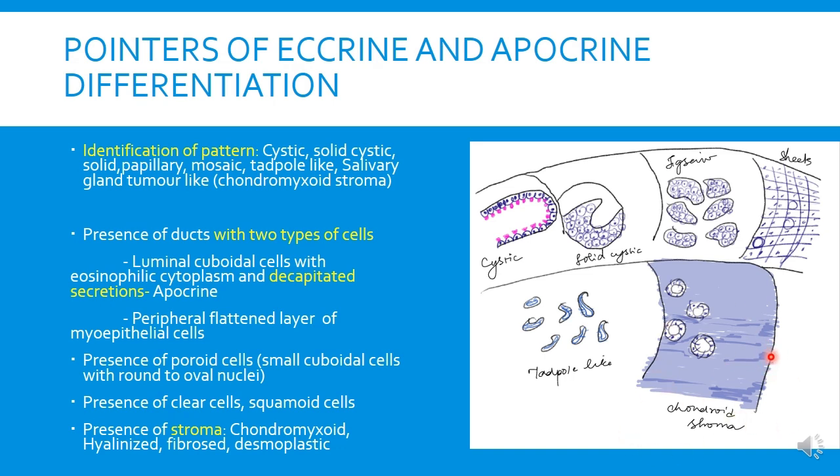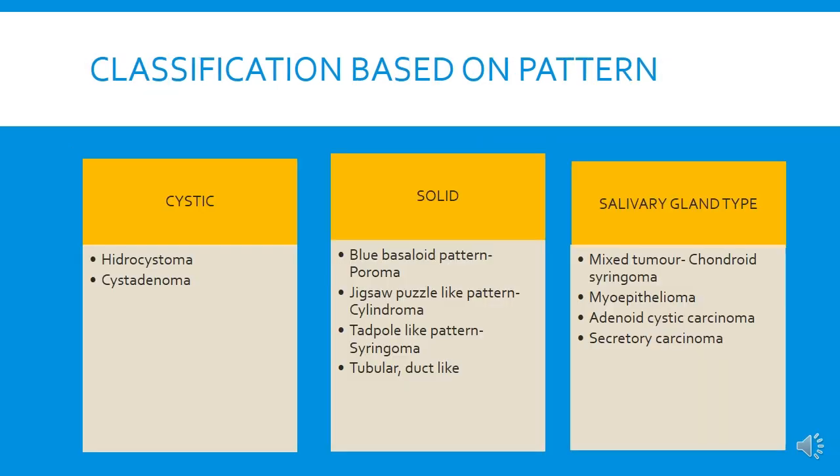in chondroid syringoma. So it will make more sense as we see each tumor in detail, but this is the basic. Always note the pattern of the tumor first, and then the types of cells that are present in it and the stroma. That will help you to classify a particular tumor as an eccrine or apocrine tumor. So again, this is the same thing.